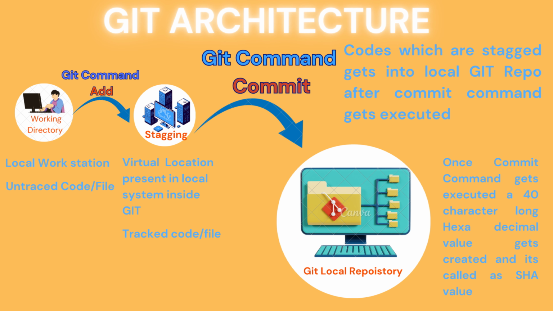The third stage is the Git local repository where we make use of the git commit command. By making use of git commit, the tracked code gets changed into committed files or committed code. Also, whenever a commit command gets executed, a unique 40 character long hexadecimal value gets created and it is called a SHA value. For each commit, a unique SHA value is created at the backend.